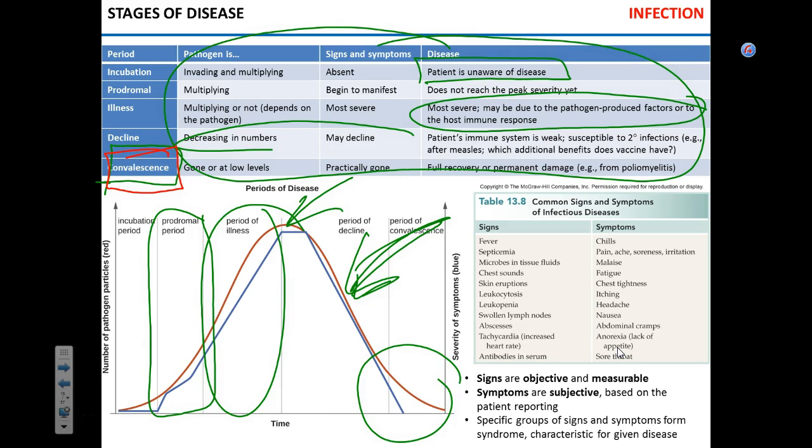Okay? So you have to know these 5 stages, and you have to be able to recognize them. Again, I try to make my questions very clear, so you don't have to doubt things. Does that make sense? Okay? We're going to discuss signs and symptoms, and then we're going to take a break.